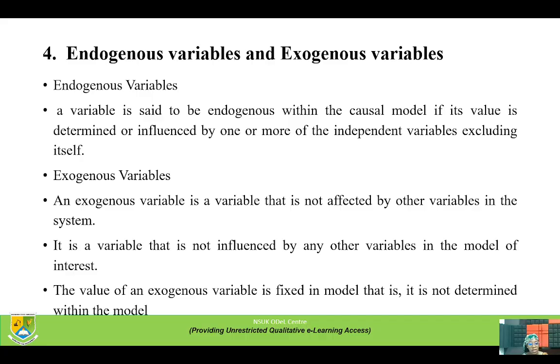While on the other hand, an exogenous variable is a variable that is not affected by other variables in the system. It is a variable that is not influenced by any other variable in the model of interest. The value of an exogenous variable is fixed in the model, that is, it is not determined within the model.